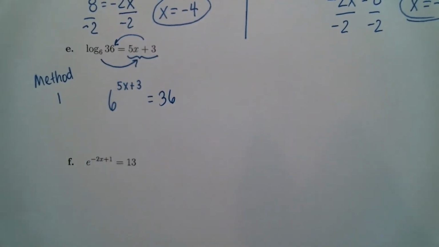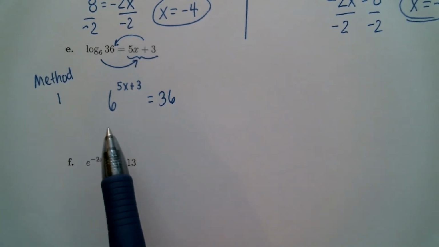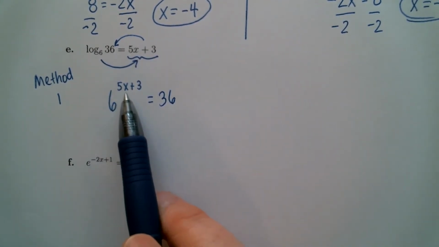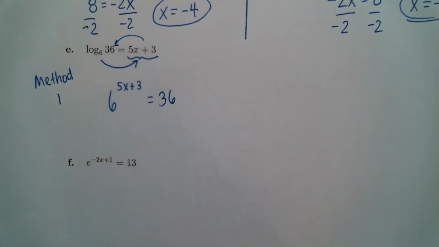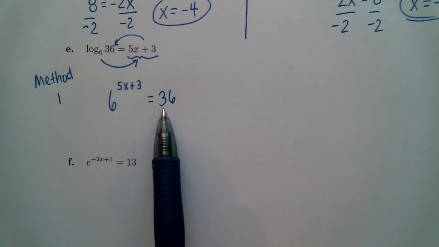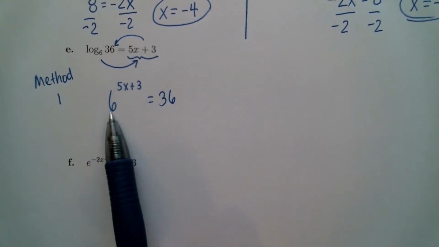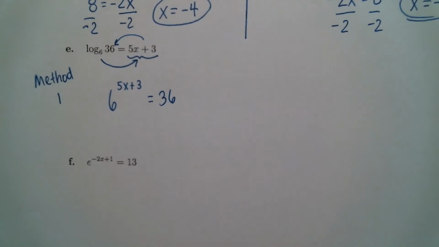And then that eliminates the logarithm, and we are left with an exponential equation, because x is in the power. So how do we solve an exponential equation? Well, we need to have the bases on both sides be the same. The base on the left side is 6, but the base on the right side is 36. So we need to change it. Remember, most of the time it's easier to change the bigger number into the smaller number. So we need to rewrite 36 as a power of 6.